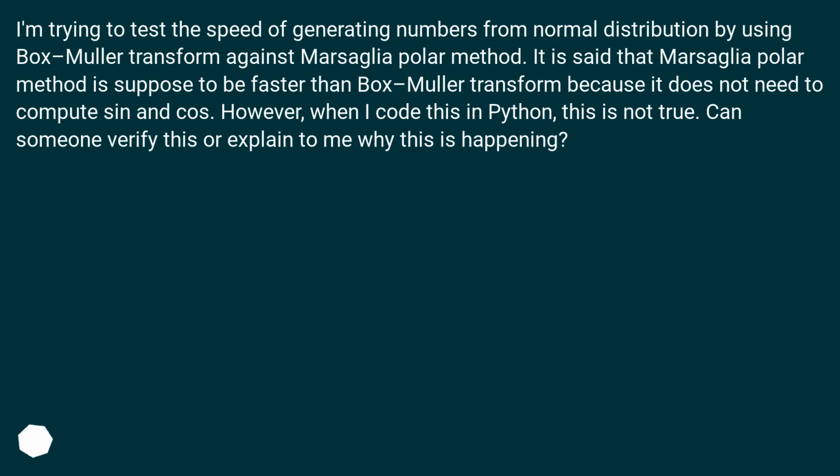I'm trying to test the speed of generating numbers from normal distribution by using Box-Muller transform against Marsaglia polar method. It is said that Marsaglia polar method is supposed to be faster than Box-Muller transform because it does not need to compute sin and cos. However, when I code this in Python, this is not true. Can someone verify this or explain to me why this is happening?